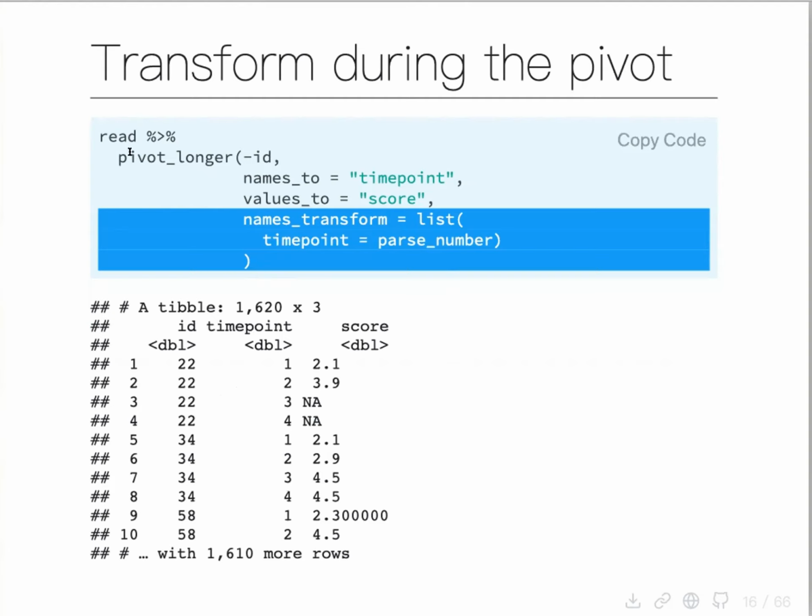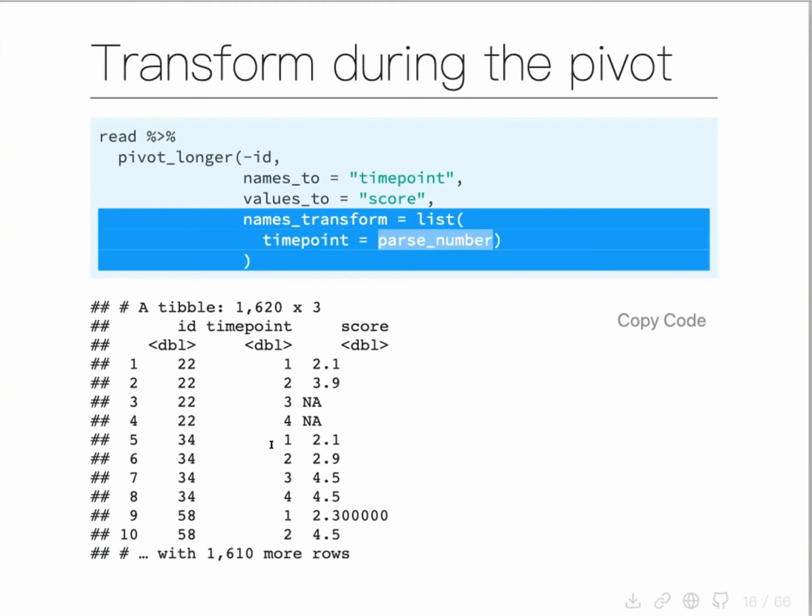Okay, so all of this stuff up here is just the same, but then we have names_to = time_point, and then we have this additional argument, names_transform, okay? So I'm going to conduct a transformation to that names column, that time point column that I created up above. What I'm going to do is take time_point and say parse_number. So that's going to apply that function to it immediately after it does the pivot_longer. And then we get something like this.